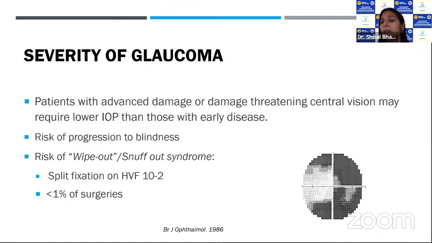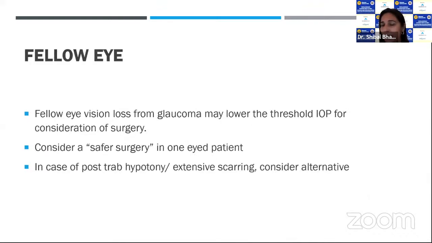So even though we worry more and more about wipeout and snuff out, remember a bigger concern in advanced glaucomas also should be hypotony maculopathy. Fellow eye, if the fellow eye is at vision loss from glaucoma, you should lower the threshold for your IOP management. Consider a safer surgery. I do use NPDS in some of my patients, but I've stopped that almost for everyone because we don't have the appropriate implant here. And to do an NPDS without having access to an implant is almost criminal, I think, because most of them scar down. And in case of post-trab hypotony or extensive scarring, you might want to consider an alternative like putting a tube first, if you are trained in doing a tube.